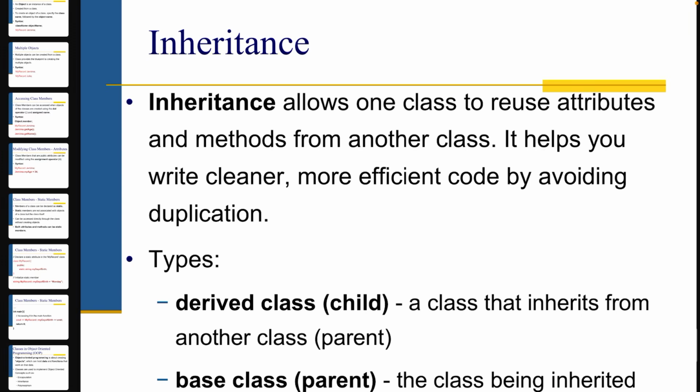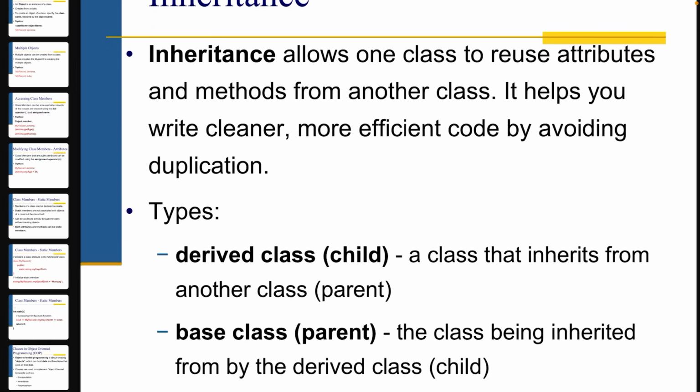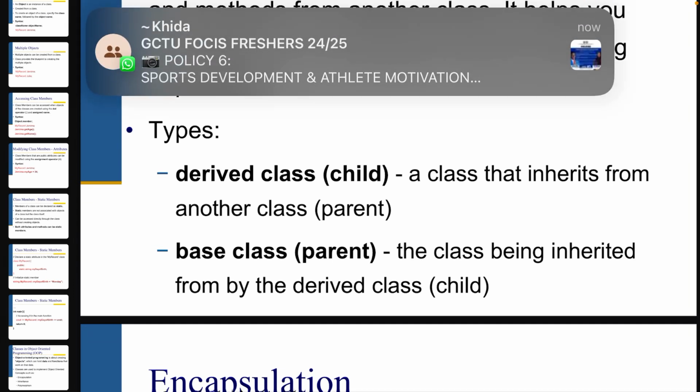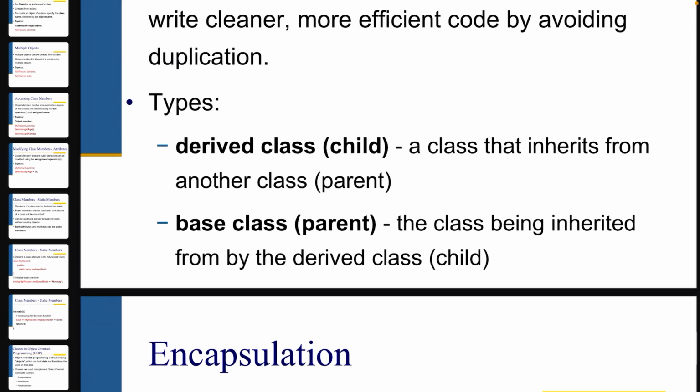Types of inheritance. You have a derived class, which is the child, and the base class, which is the parent. A child class is a class that inherits from another class, and the other class is the parent. And a parent class is inherited from by the derived class, which is the child.